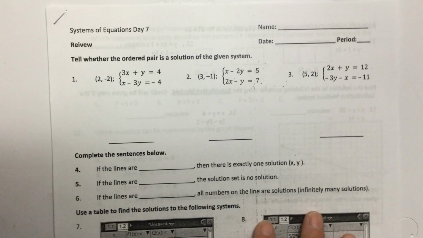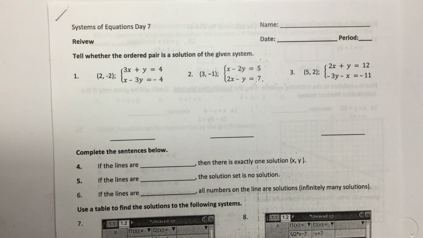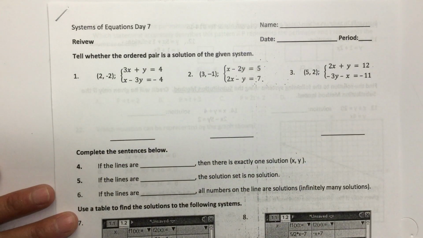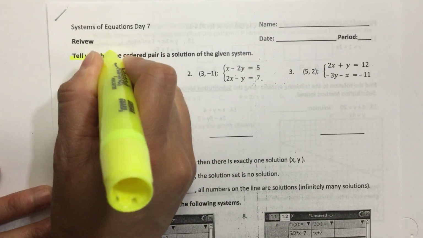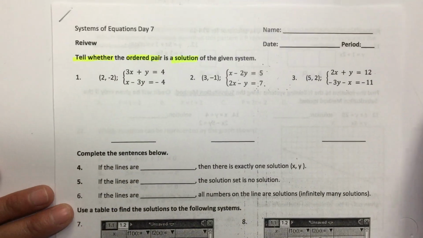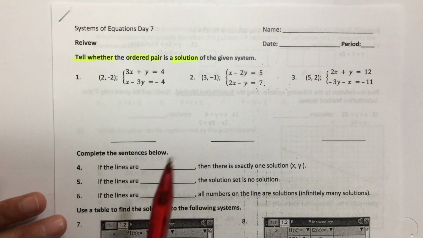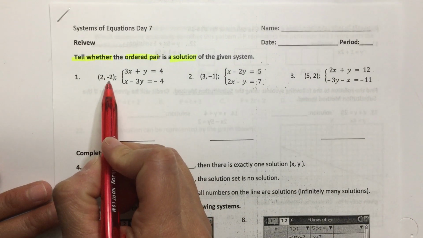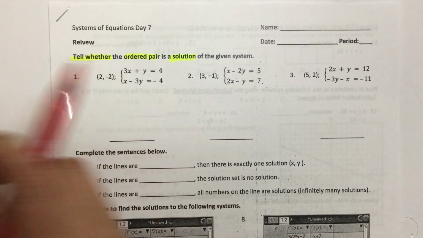Here is the review for systems of equations. Starting with number 1. 1 through 3 have the same directions. We are going to tell whether the ordered pair is a solution of the given system. So we're going to tell whether this point 2, negative 2 is a solution to these systems.